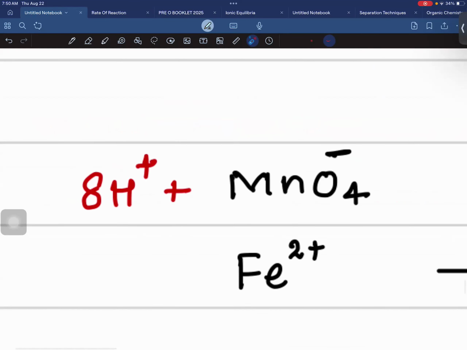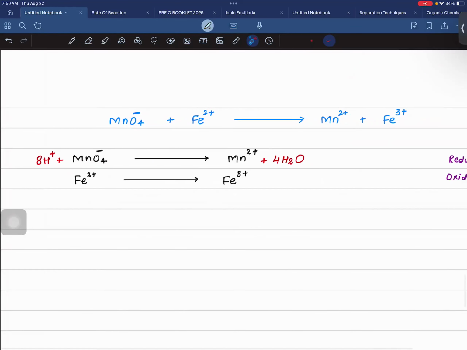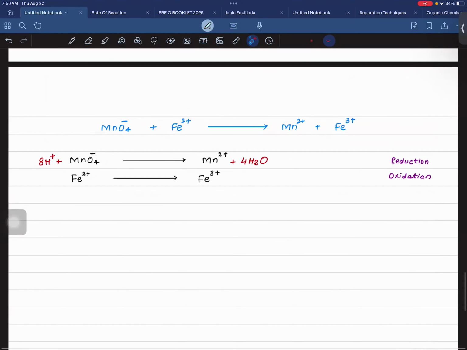But as you can see, how many hydrogens do you have? Sir, 8. Each hydrogen is +1, so +1 multiplied by 8 is going to give you +8. +8 and -1, so this is +7. On the product side, you have +2 charge. The charge is not balanced.